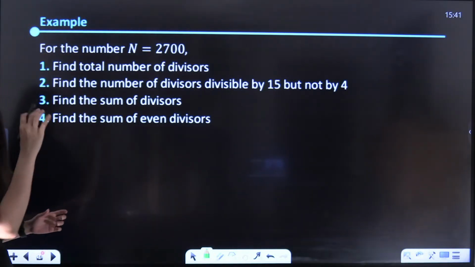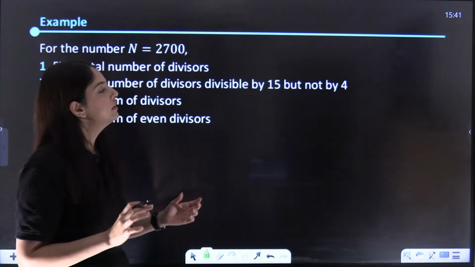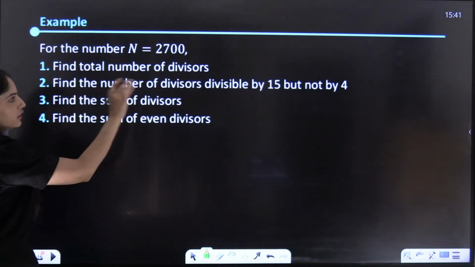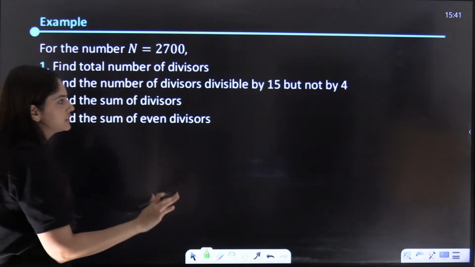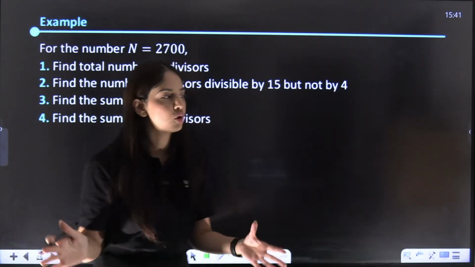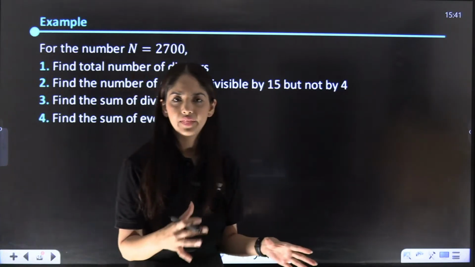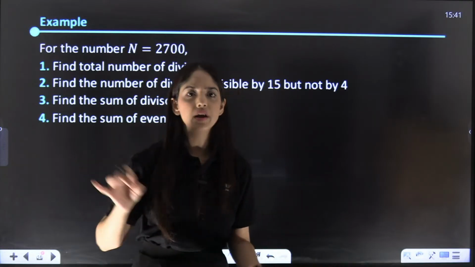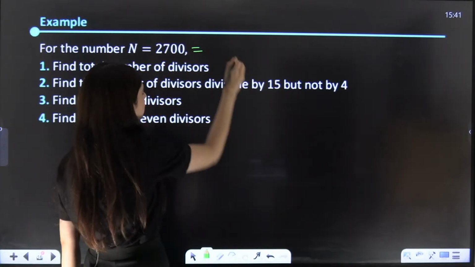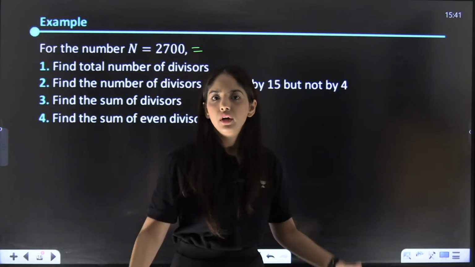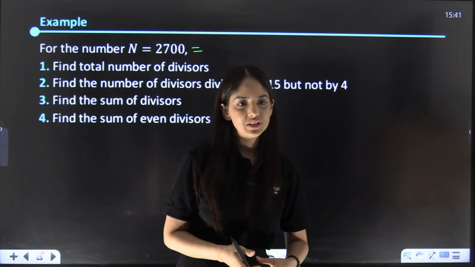So we have n is equal to 2700 and we have to find certain things. We have to find the total number of divisors, the number of divisors divisible by 15 but not by 4, the sum of divisors and the sum of even divisors, like that. So we'll look at this one by one, but first of all we have to find its prime factorization. Without doing that, we cannot proceed. So what's the prime factorization?